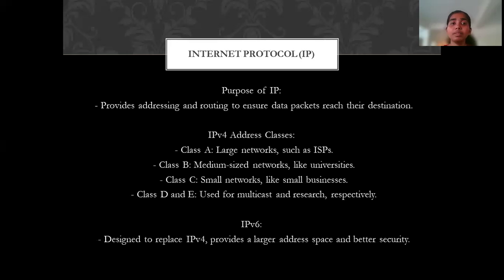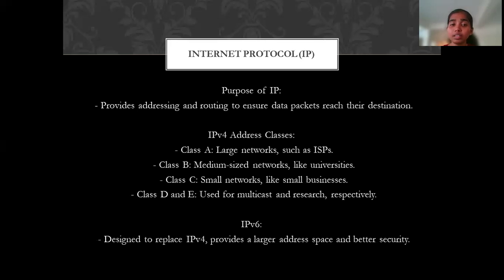Next up, we have IP, the Internet Protocol. What is the purpose of the Internet Protocol? It provides addressing and routing to ensure data packets reach their destination. IPv4 address classes consist of five classes: class A, class B, class C, class D, and E. So what is class A actually?